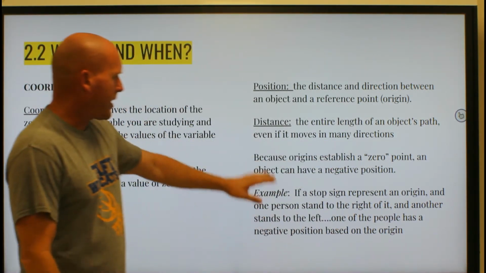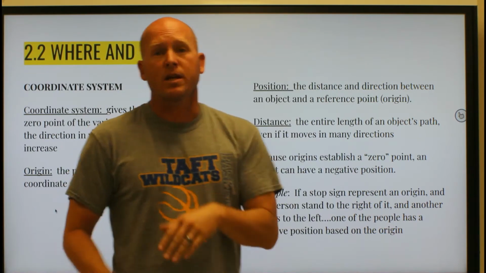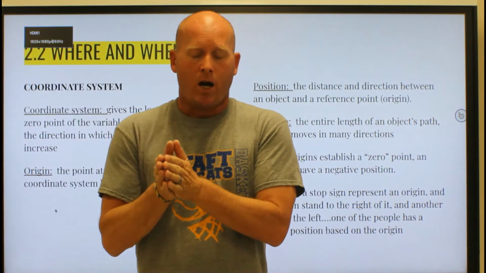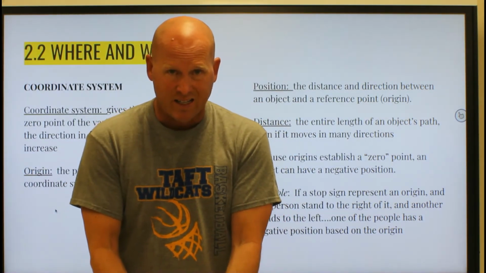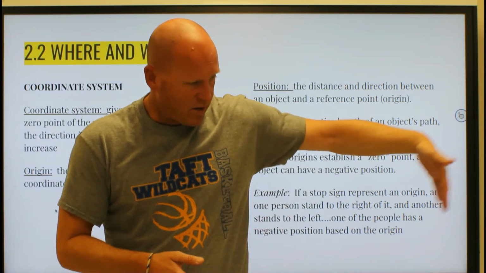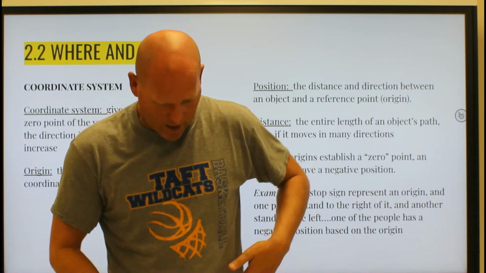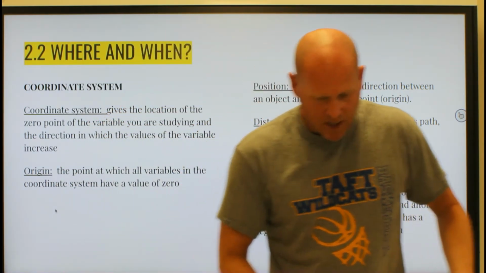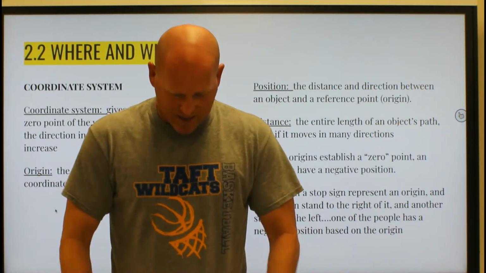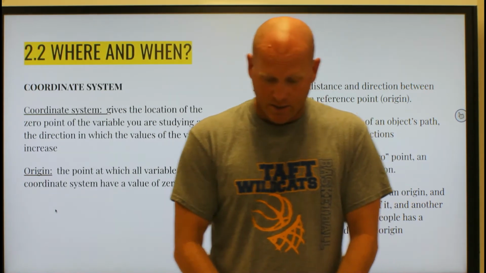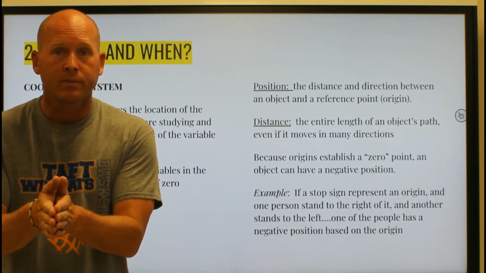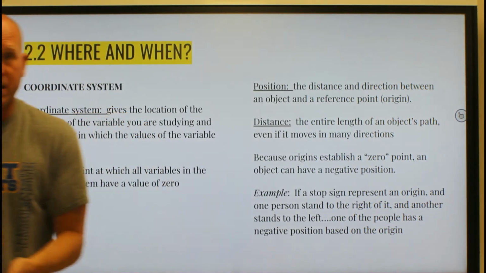Origins establish a 0 point. An object can have a negative position. So here's what that means. Okay? Positions can have positive or negative numbers. All right, so if I establish this point that I'm standing as the 0 point, and then I tell myself that everything this way is considered positive. So right now I would be at +1, +2, right? And back here I'd be back to 0. Well, if I have established this as 0 and this as +1, then if I'm here at 0 and I go this way, this would be what? It'd be -1, right? Just like this would be -2.